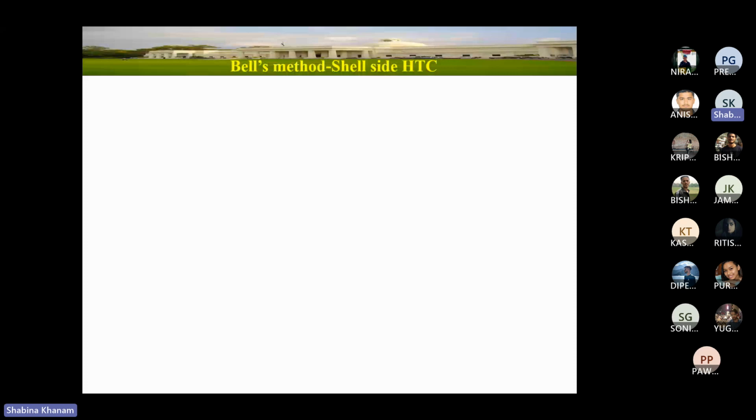So very good morning to all of you. In today's class, we will discuss Bell's method, but before discussing this, let me revise the last class. In the last class, we mainly focused on design of shell and tube heat exchanger using Kern's method with one example. We solved the example in detail when only initial parameters are known to us. So I believe that approach is clear to you.